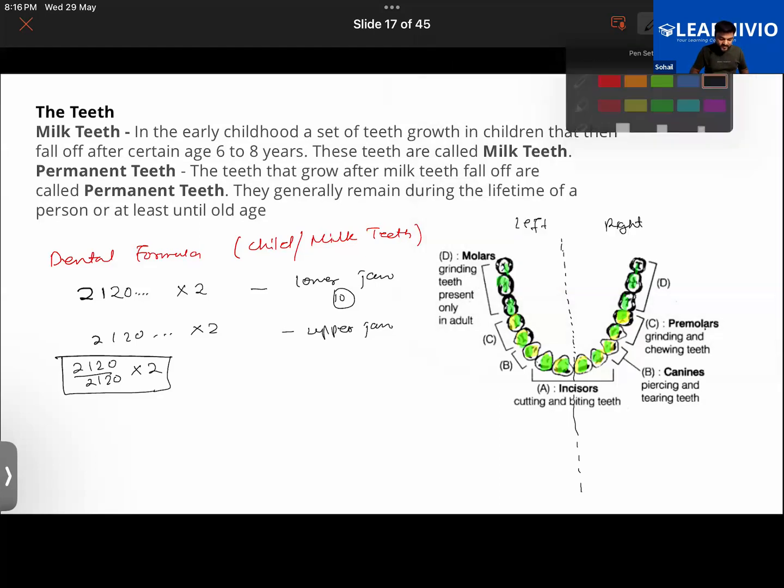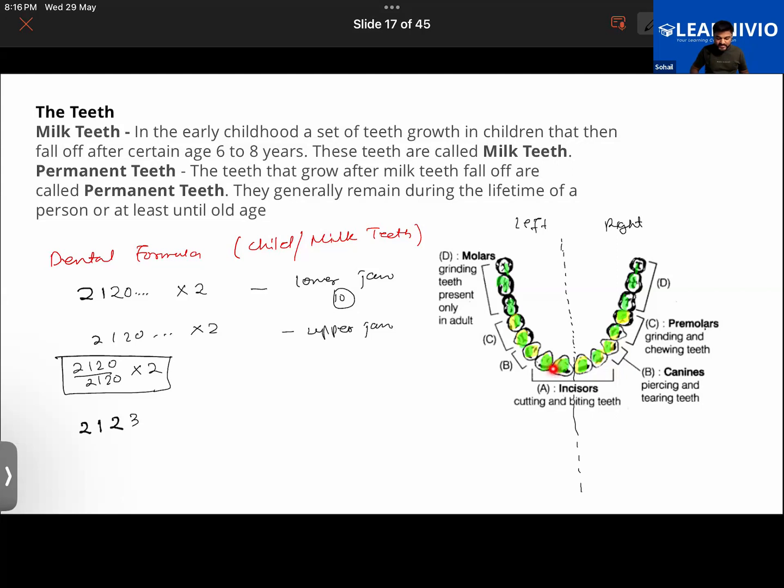Now let us talk about the dental formula of an adult. So in the case of an adult, all the teeth are going to be present. So 2 incisors, 1 canine, 2 premolars, and 3 molars. Look at where I'm pointing. 2 incisors, 1 canine, 2 premolars, and 3 molars. Right now, 2123 upon 2123 multiplied by 2. That is the dental formula for an adult. Is that clear to everyone or not? Please tell me. Sir, could you say it again? Okay, sure.